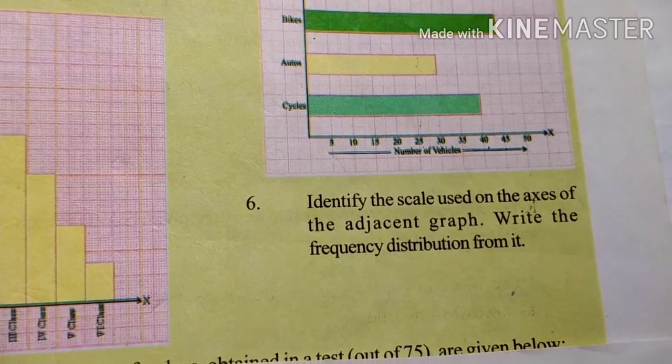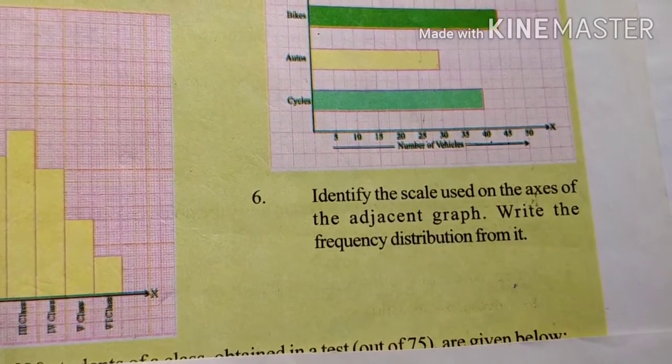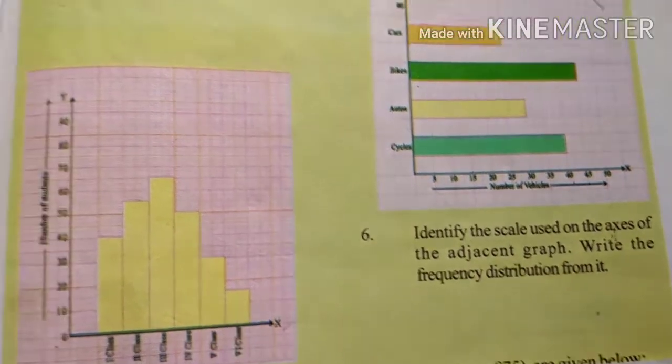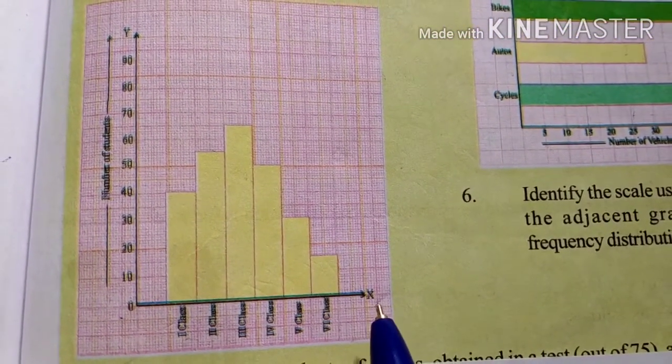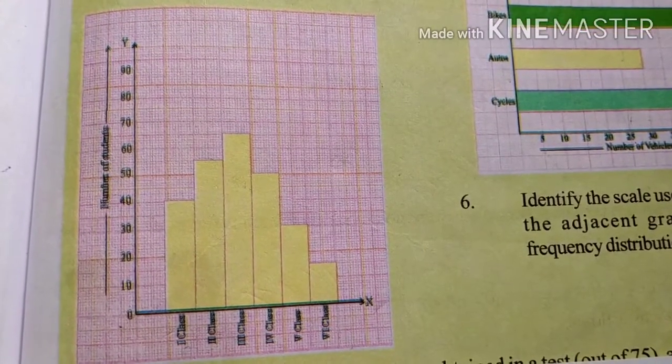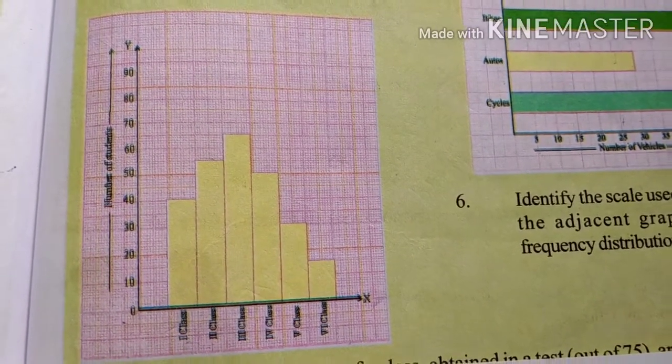See here, exercise 9.1, question number 6. Identify the scale used on the axis of the adjacent graph. Write the frequency distribution from it. See here the adjacent graph. Clearly you can see here, this is the x-axis, this is the y-axis. Yes or no? This is the y-axis.